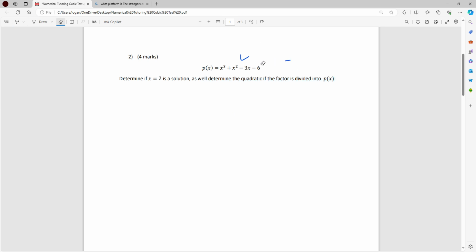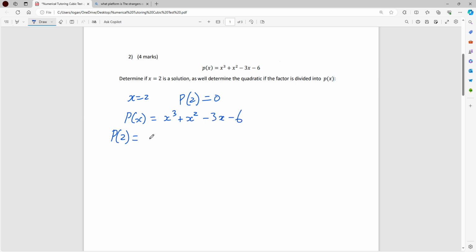Okay, so first of all, to see if this is a solution, if you substitute, so if x equals 2 is a solution, then P of 2 should be 0. So what we can do is just work out P of 2. So P of 2, or P of x is x cubed plus x squared minus 3 times x minus 6.